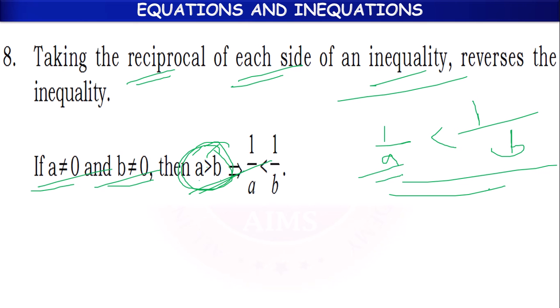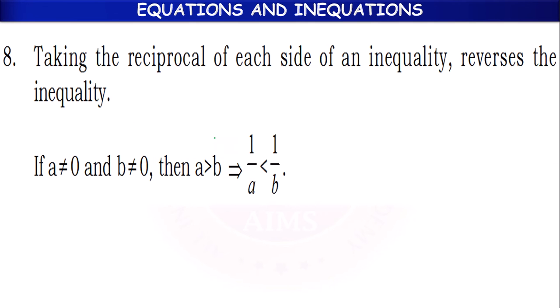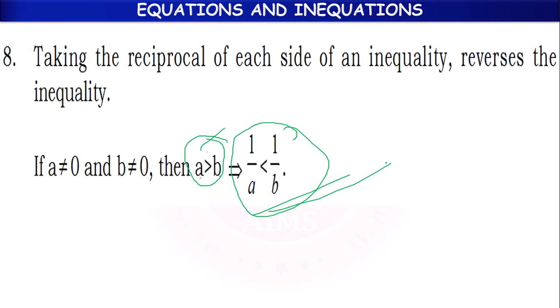If we take the reciprocal, A and B will be in the denominator place. That's why A should not be equal to 0, B should not be equal to 0, because anything divided by 0 does not exist. So if we take reciprocals of the left hand side and right hand side of an inequality, the inequality gets reversed.